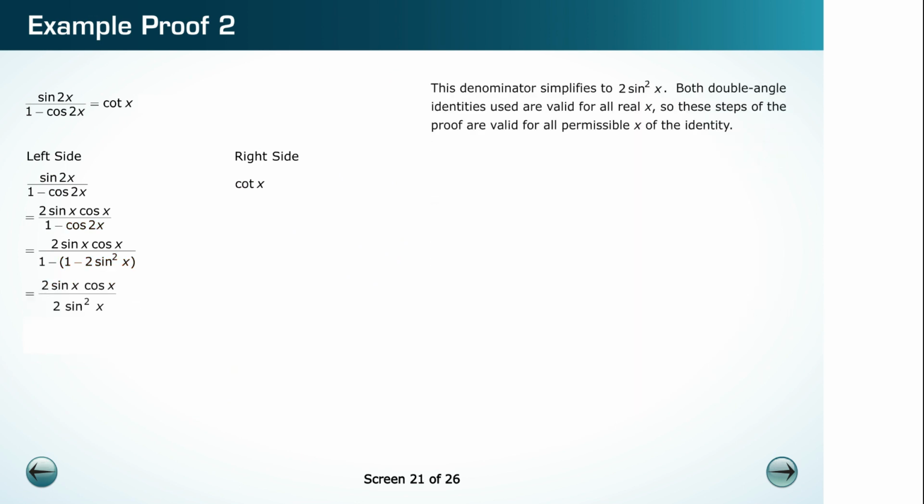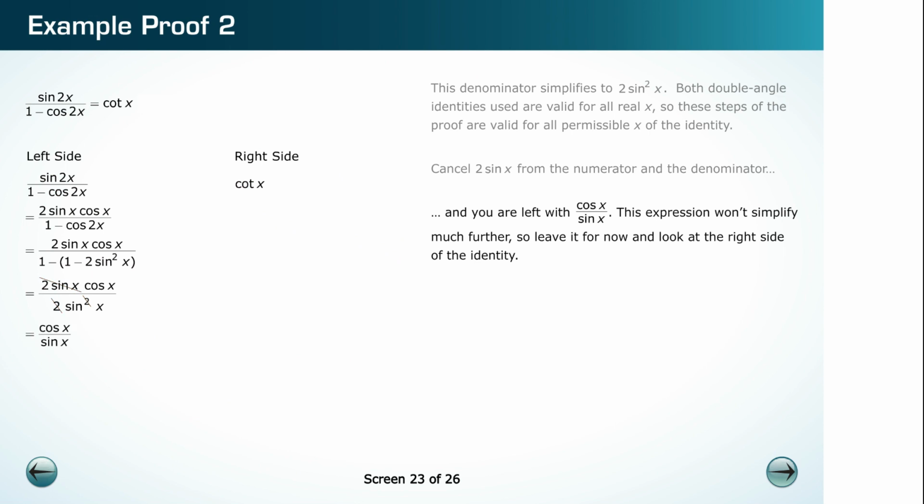This denominator simplifies to 2 times the sine of x squared. Both double angle identities used are valid for all real x, so these steps of the proof are valid for all permissible x of the identity. Cancel 2 times sine x from the numerator and the denominator. And you are left with the cosine of x divided by the sine of x. This expression won't simplify much further, so leave it for now, and look at the right side of the identity.